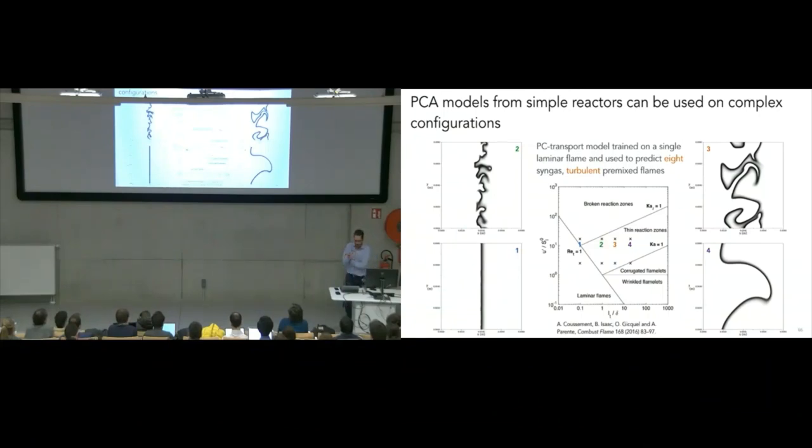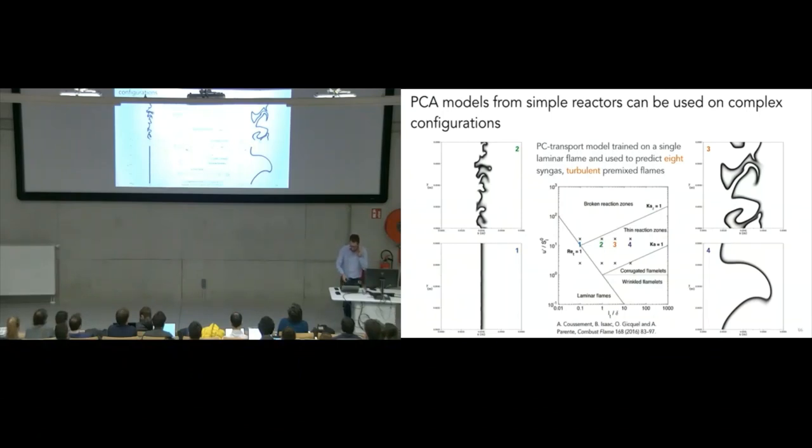Now, of course, this is quite a challenging problem because we didn't even use multiple laminar flames. We just used one laminar flame. And we wanted to explore the possibility of reconstructing flames in turbulent conditions. This is, by the way, called a Borghi diagram. This is a diagram that describes the regime in which premixed turbulent combustion takes place.